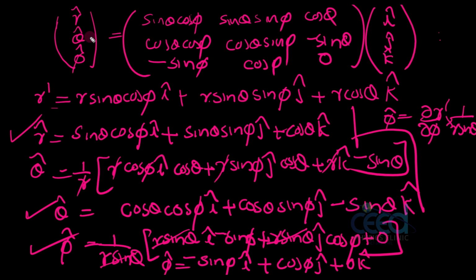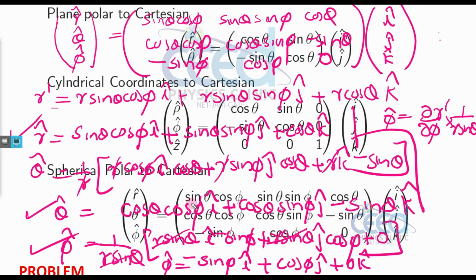Now let us go to the main screen, there we can check. Yes, sin θ cos φ, sin θ sin φ, cos θ. So all things which we have given are correct here. So this is all about the spherical polar coordinate representation in matrix form. Now let us do some problems.